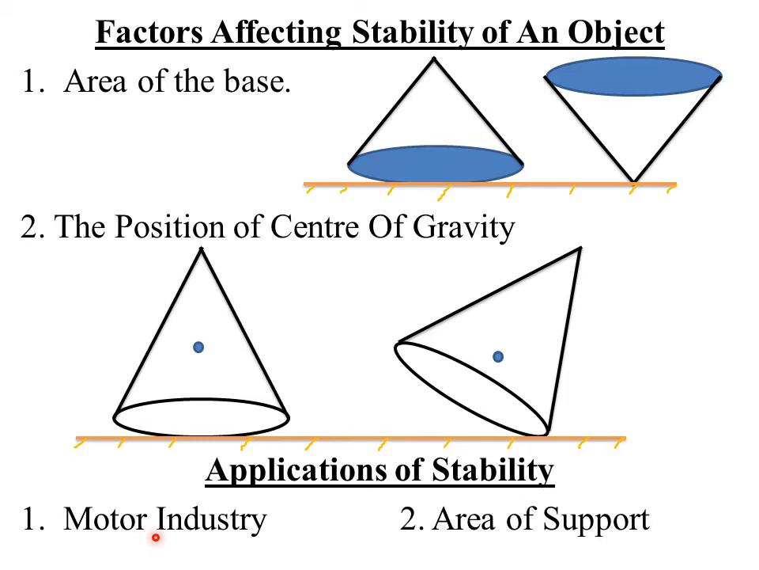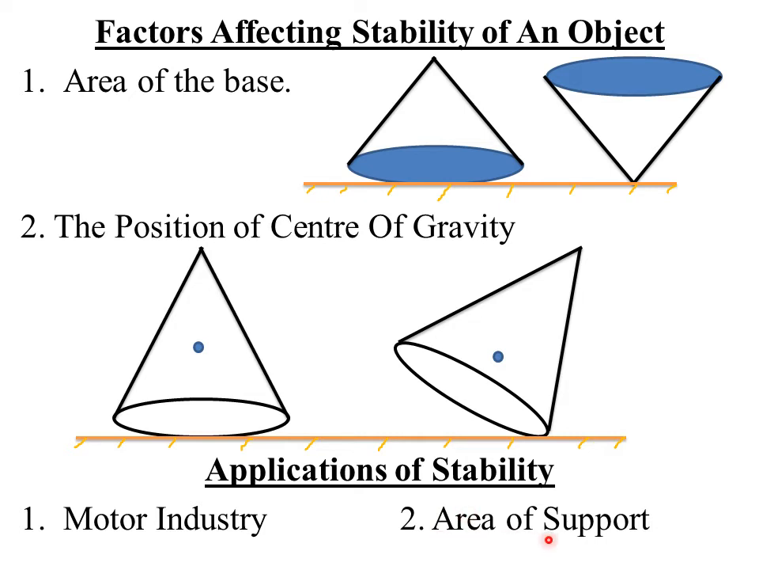Then again, those cars are made very low. They are usually very short. They are very low, in fact closer to the ground. So they are made very low to reduce the position of center of gravity, thereby also increasing the stability. Then the second application of stability is in areas of support.